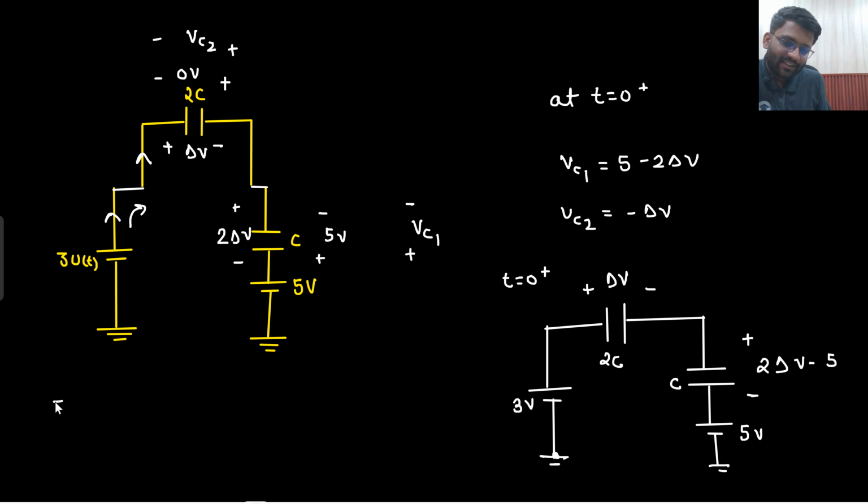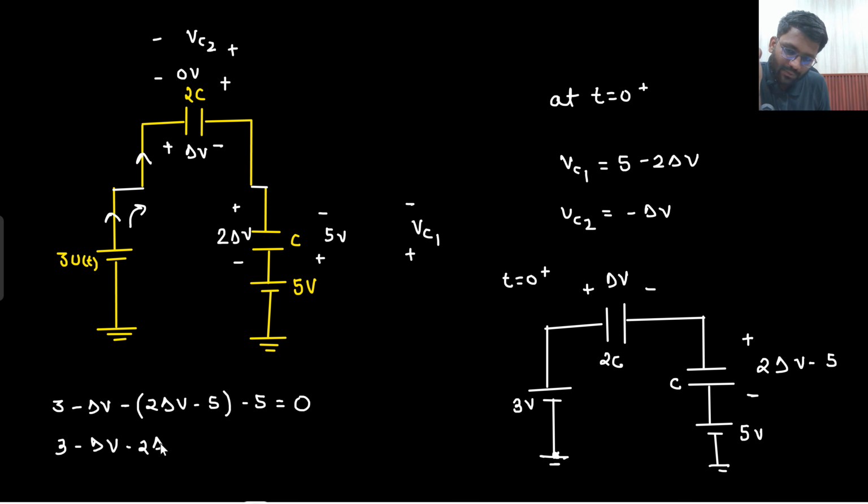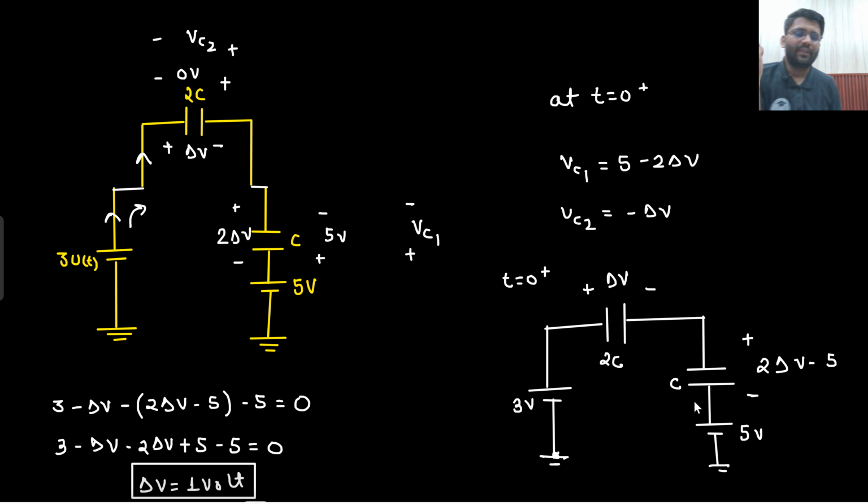So how will I write down the KVL? Starting from 0, this will be plus 3, then minus delta V, then minus sign and this potential, that would be 2 delta V minus 5, then minus sign this potential, that would be equals to 0. I hope this equation is clear to you. Right? So what I will be getting? 3 minus delta V minus 2 delta V plus 5 minus 5 would be equals to 0. From here delta V I am getting as 1 volt. Right? This is the value of delta V I am getting.